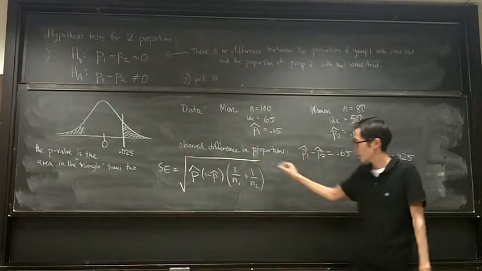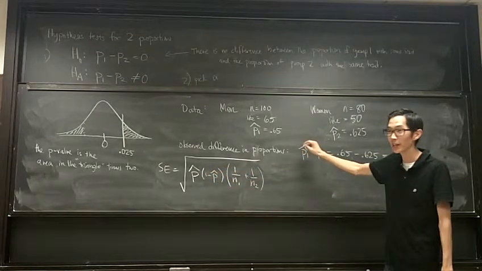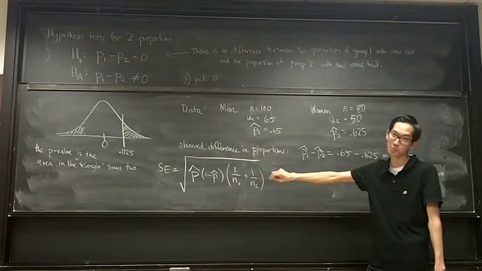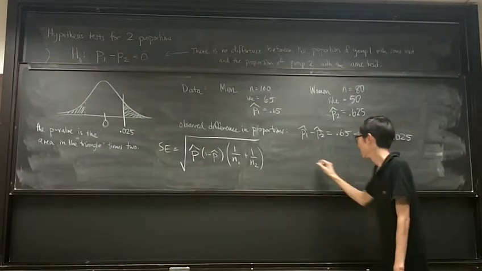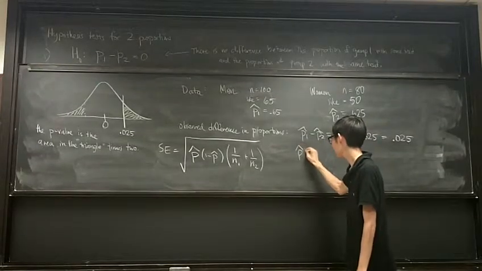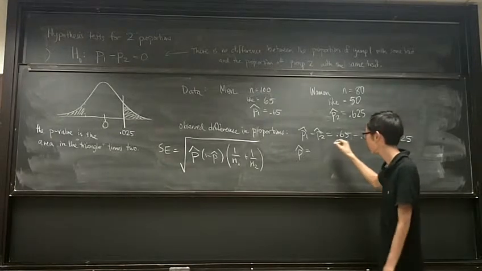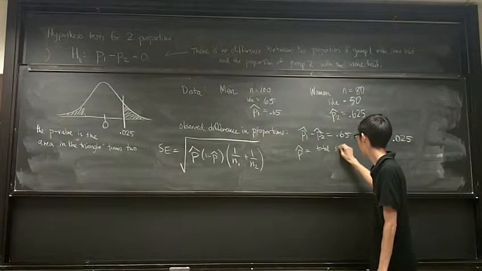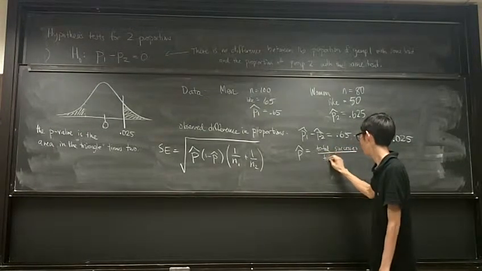But I haven't talked about what p hat is in this scenario. Because we've got p1 hat and we have p2 hat, but we don't have just plain old p hat here. So what is p hat? P hat is the overall proportion, so it's the total successes, or total yes, divided by total observed.